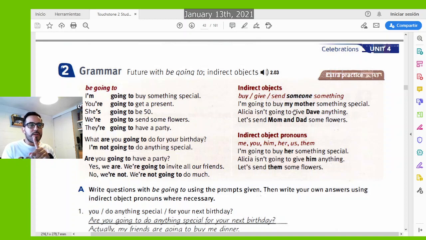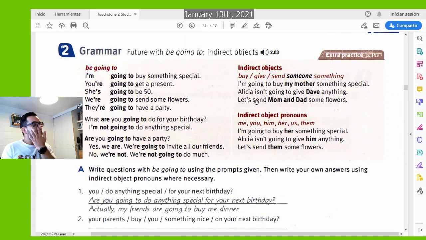¿Ok? Recuerden, es súper importante. It's very important to remember that in English you don't have double negation. Okay? Double negatives. That doesn't happen in English. There are no double negatives. Here we have a negative particle, isn't. So anything no puede ser reemplazado por nothing. You cannot use nothing here. No se puede escribir nothing, porque nothing tiene una partícula negativa, la partícula no. Inmediatamente eso es doble negativo y en inglés no puede existir el doble negativo en una oración. ¿Ya? Entonces, vamos a decir Alicia isn't going to give Dave anything.